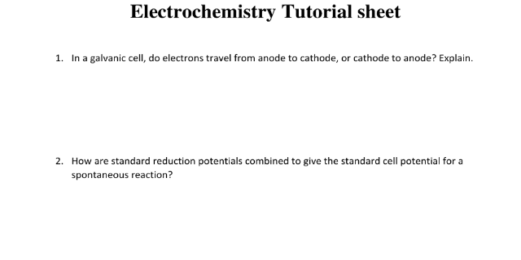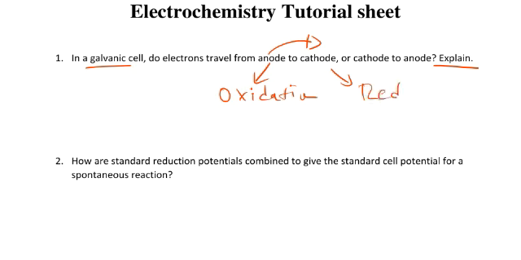So question 1 says, in a galvanic cell, do electrons travel from the anode to the cathode or cathode to the anode? And we need to explain that. So electrons in a galvanic cell travel from the anode to the cathode. On the anode, that's where oxidation occurs. And then at the cathode, that's where reduction occurs.